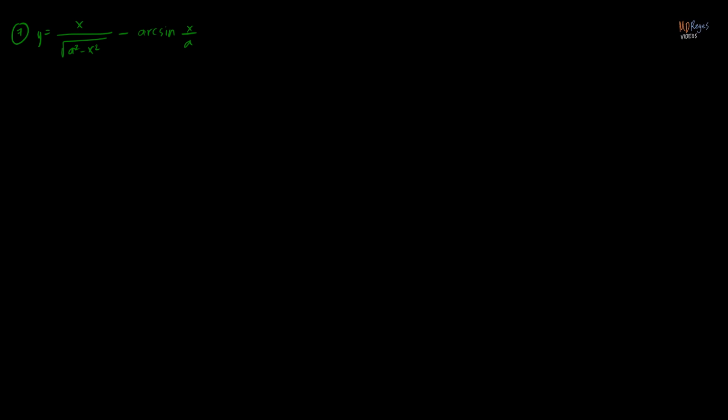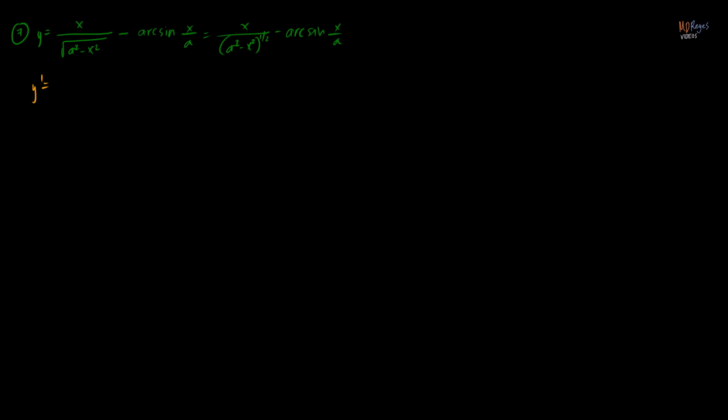One last example for the derivative of inverse trigonometric functions. y prime here will be the derivative of the first term minus the derivative of arc sine of x over a. For the first term, we'll have to use the quotient rule. If we are differentiating with respect to x, then we take a as a constant. So a squared is also a constant. So we can write our function as x over a squared minus x squared raised to 1/2, minus arc sine of x over a.